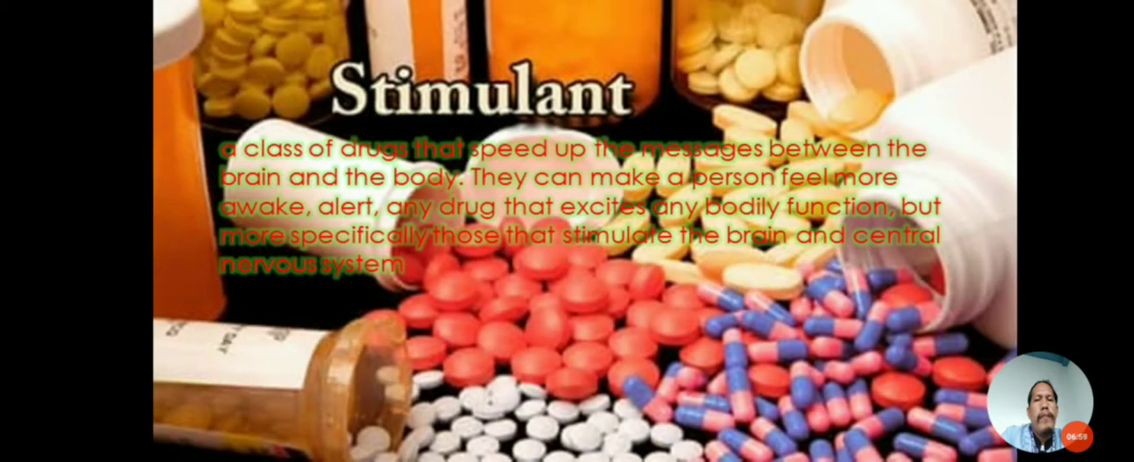Again, stimulants are a class of drugs that speed up the messages between the brain and the body. They can make a person feel more awake and alert. They are any drugs that excite bodily functions, but more specifically those that stimulate the brain and central nervous system.